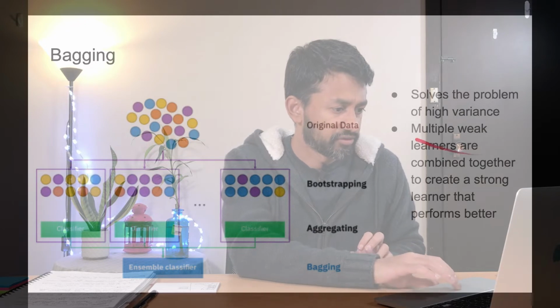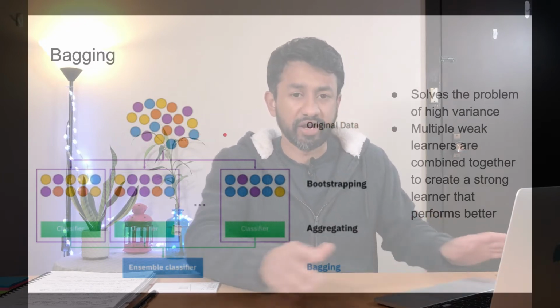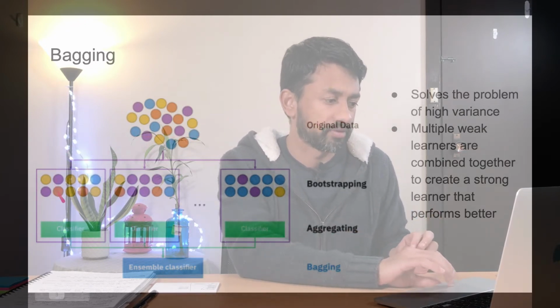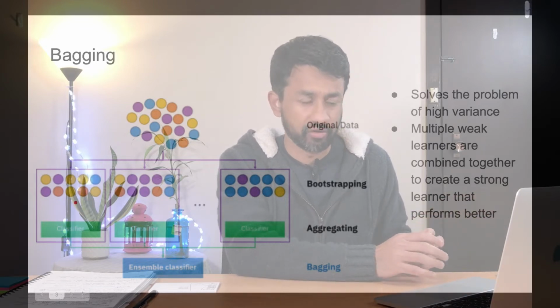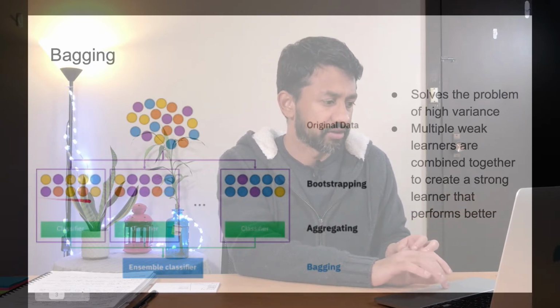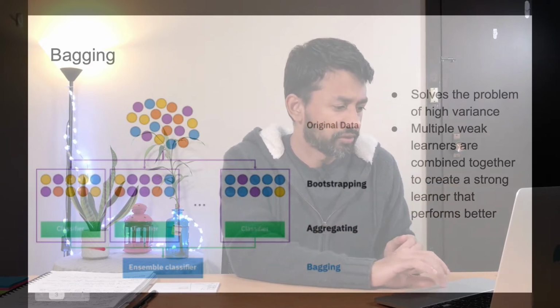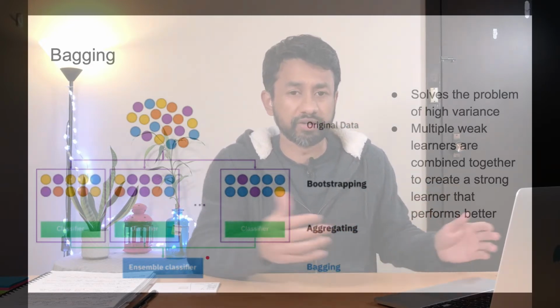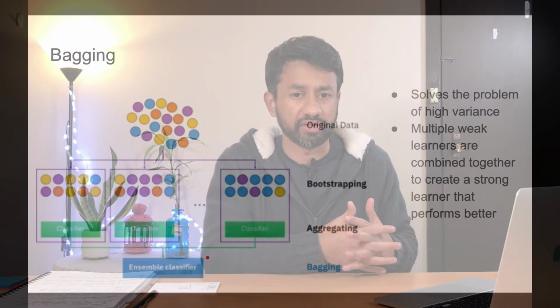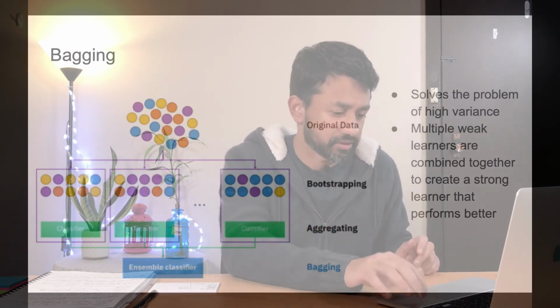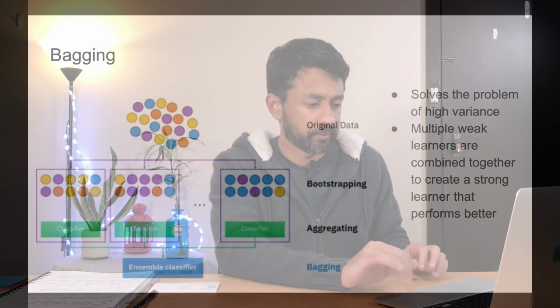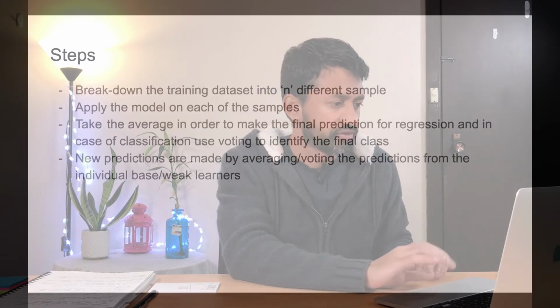So here, the data set is divided into n different samples. For each of those samples, we build a model. So it's the same model that's been built across the n number of samples. Each of those models produces an output. The average of all those outputs is taken, and then the final prediction is made. So that's what is called the bagging approach. So these are the steps.